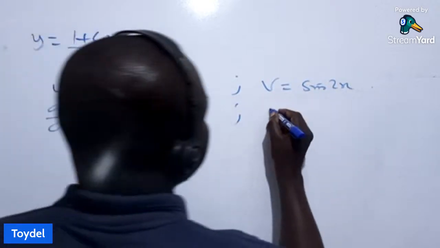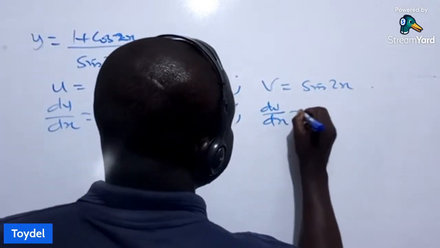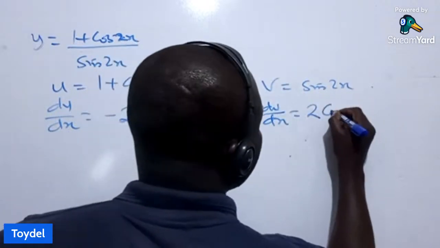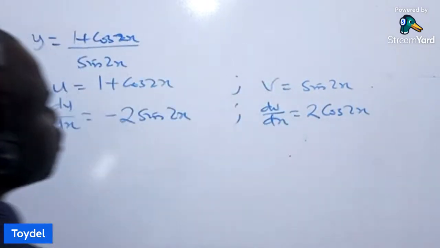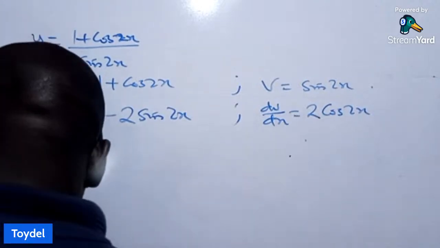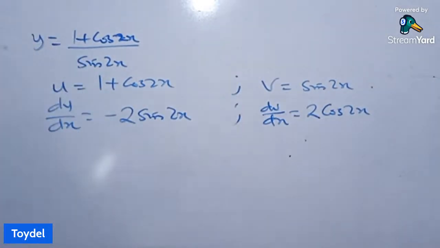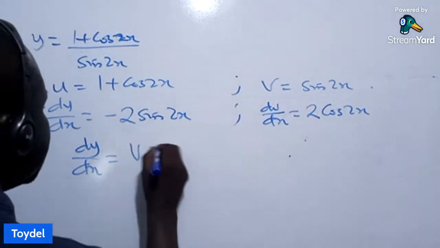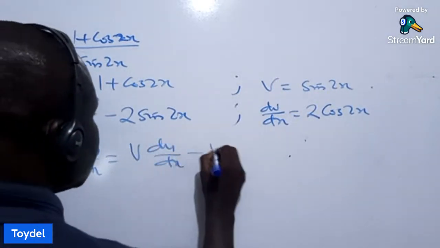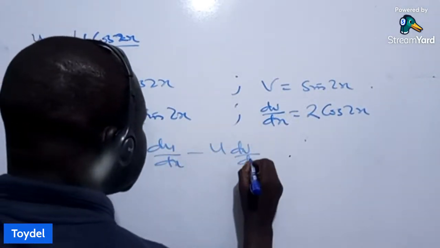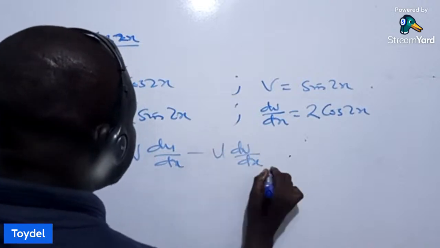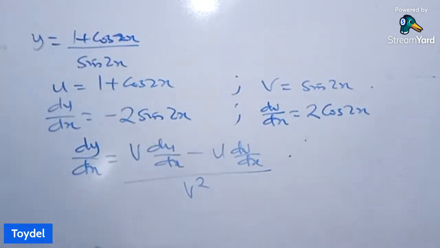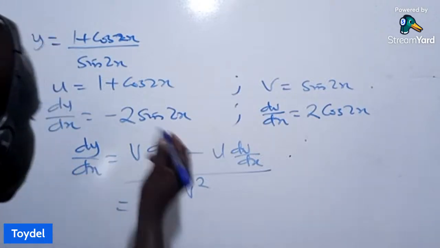Then dv/dx will be, when I differentiate this, 2 times the derivative of sin, which is cos. That will be 2 cos 2x. So when you check the first example, you will understand this. I just do this straight away so that I won't waste time. Then dy/dx will now be equal to v du/dx minus u dv/dx, all over v square. Please check my video on the derivative of a quotient. Once you check it, you won't have any problem.